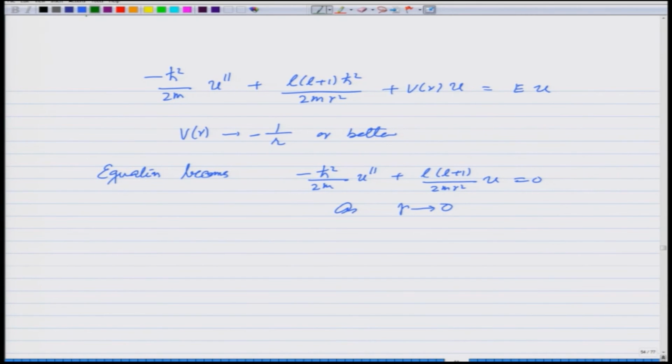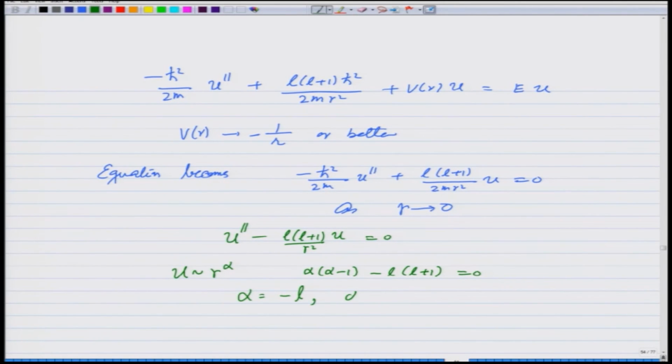And if you rearrange terms, you get u double prime minus L(L+1) u over r squared is equal to 0. If I take u to be of the order of r raised to alpha, you get alpha(alpha minus 1) minus L(L+1) is equal to 0. So, alpha could be either equal to minus L, or alpha could be equal to L plus 1. So, your solution u(r) as r tends to 0 goes as either r raised to minus L or r raised to L plus 1.